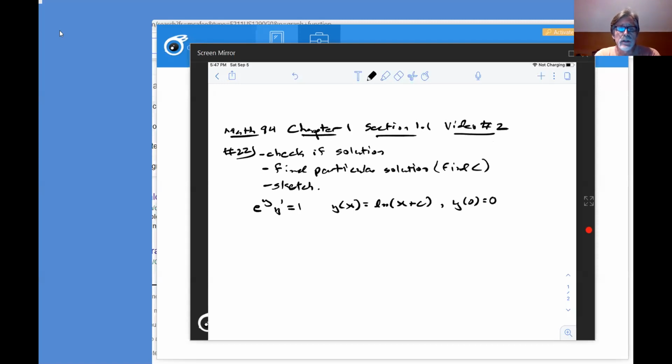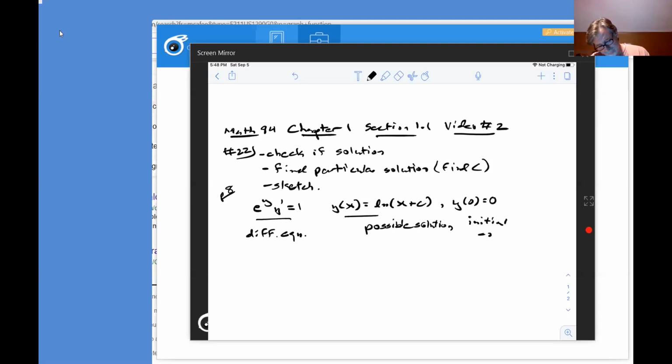Anyway, what this guy's doing is challenging us. It says, first of all, check to see that it is a solution. And we're talking about number 22 on page, in this case, yeah, still page 8. And here's the differential equation, and here's the possible solution. Okay, over here is the differential equation. And right here is what we call an initial condition. And you'll see what we do with that in a moment.